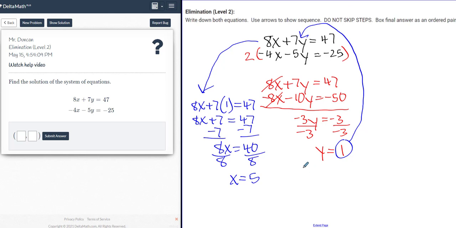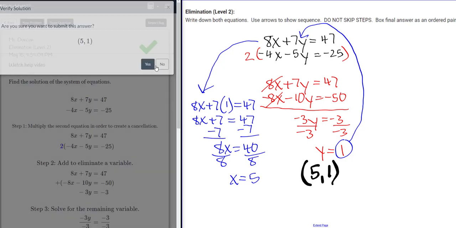So I finally have my answer: my x value is 5, my y value is 1. We'll plug that in there. So in summary, let's see if we got this one right.